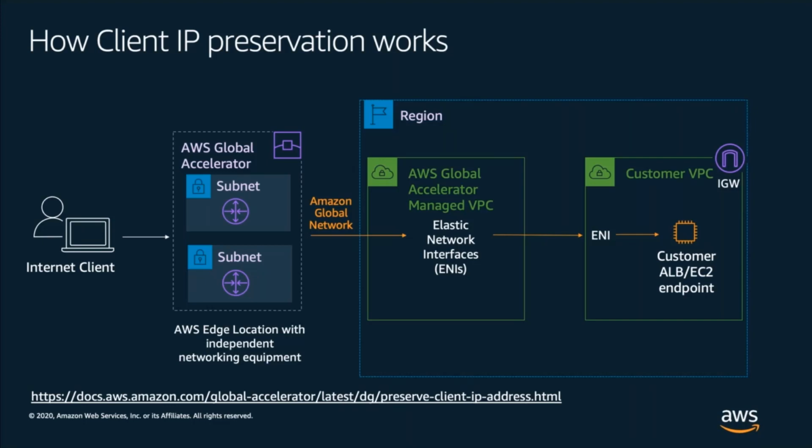In the documentation, we talk more about the fact that we create elastic network interfaces in your VPC and how that works. But the only gotcha to keep in mind is that since you can keep your ALB or EC2 endpoints internal, private, or public, we want to make sure that you're comfortable and you signal to us that you're okay opening the VPC to the internet. So we check that there is an internet gateway in your VPC when you attach an endpoint behind Global Accelerator. Again, the documentation talks about it in more detail.